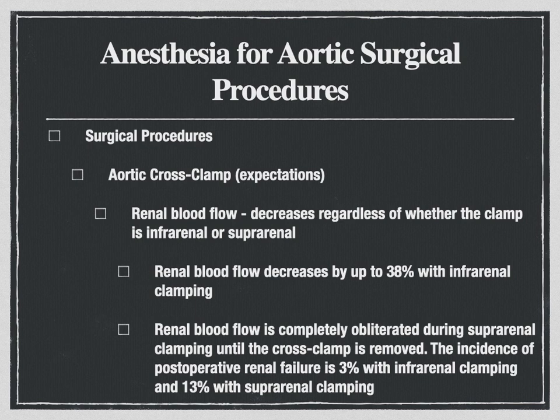With placement of the cross clamp, renal blood flow will decrease regardless of whether the clamp is infrarenal or suprarenal. Common sense would indicate that if it was infrarenal, you would still have good renal blood flow, but that is not the case. Renal blood flow decreases up to 38% with an infrarenal clamp. Renal blood flow is completely obliterated during suprarenal clamping until the cross clamp is removed. The incidence of post-operative renal failure is about 3% with infrarenal clamping and 13% with suprarenal clamping.